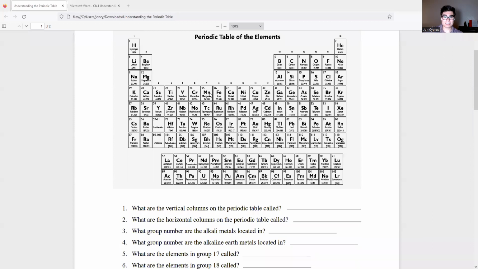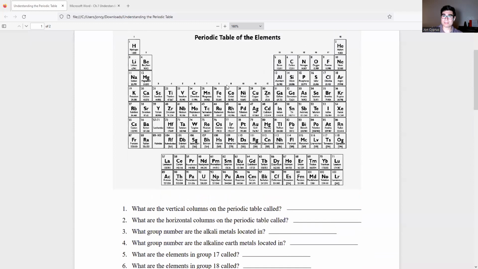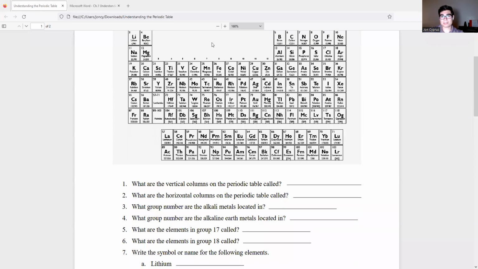All right, next it says, what are the elements in group 17 called? So in group 17 over here, we refer to these as the halogens. The halogens are special in that, as we'll learn later, they have 7 valence electrons, which gives them some special properties.